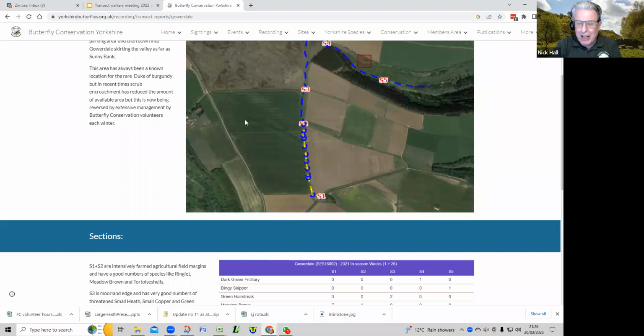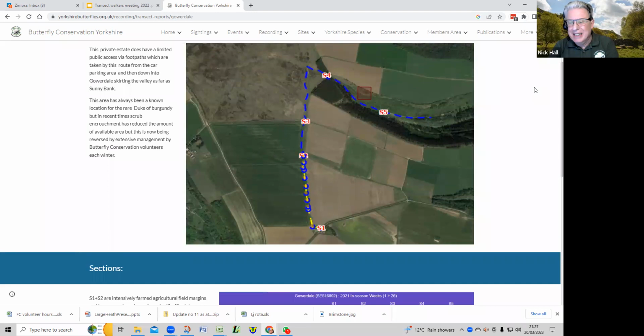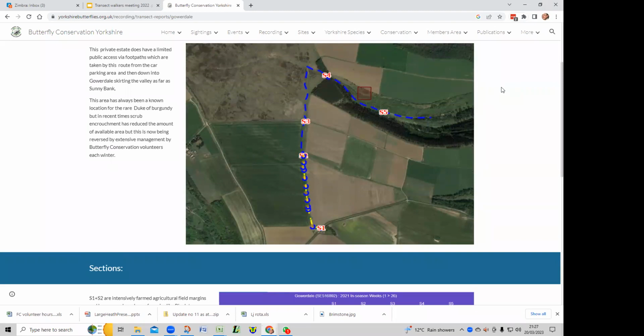How are you finding butterflies? Well, I haven't done any transects. I don't have any experience doing transects and recording. Have you learned? This is a big learning curve for me, so I'm really enjoying it.